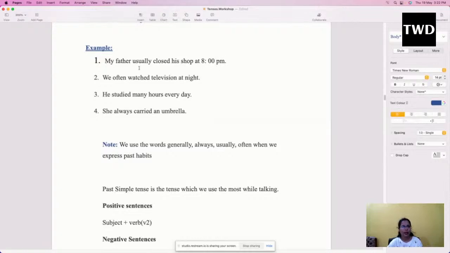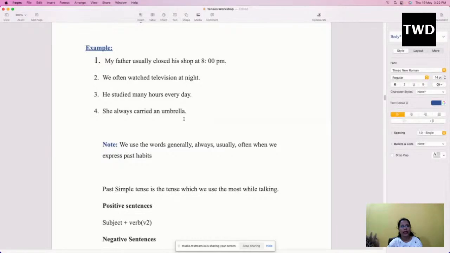Daily, and that's why we have used usually here. My father usually closed his shop at 8 p.m. We often watch television at night. Yes, he studied many hours every day. She always carried an umbrella.